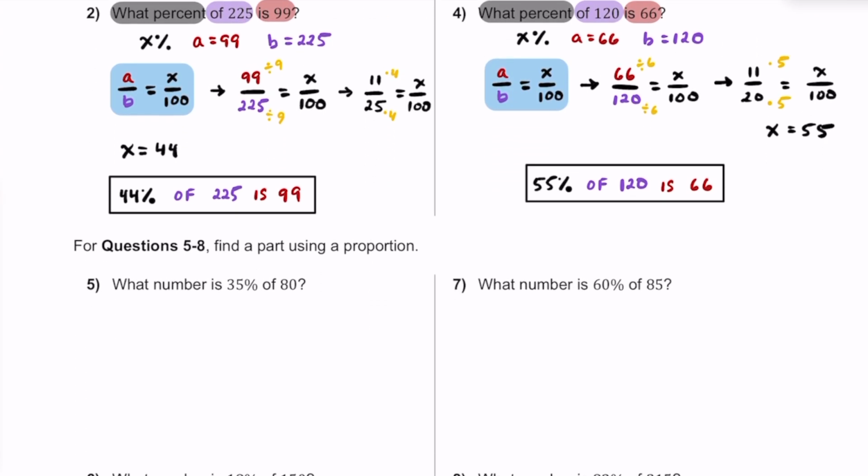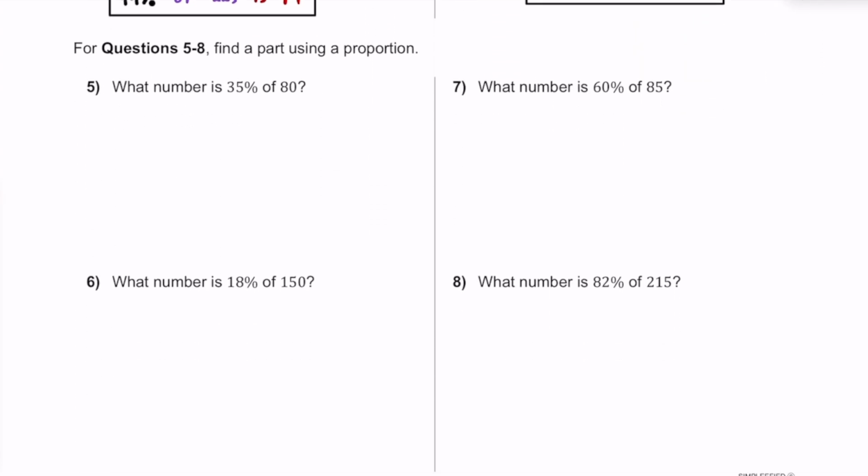All right, let's check out questions 5 through 8, where we're going to be using these proportions again, but this time we're going to be finding the part instead of the percentage. So we're going to be looking for the part. Notice how we don't know what the number is next to the word "is," and then we have a percentage of 35%, and then we have the "of" 80.